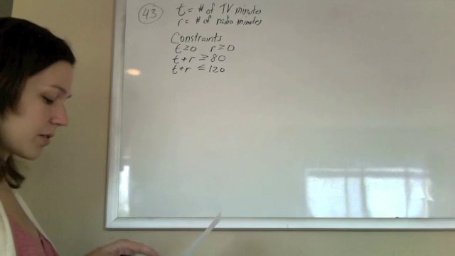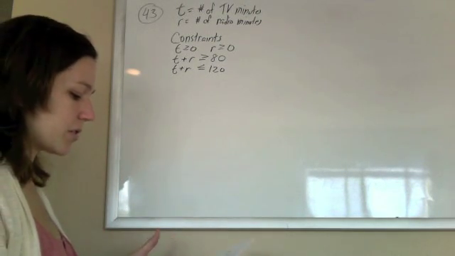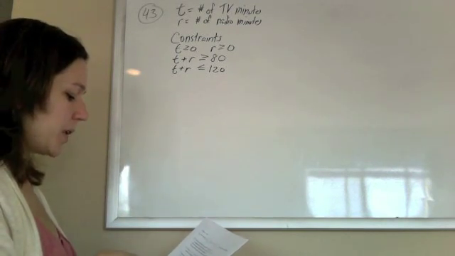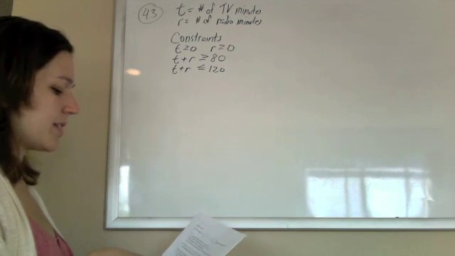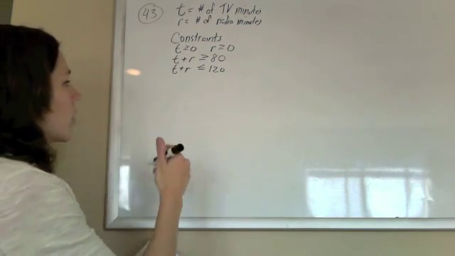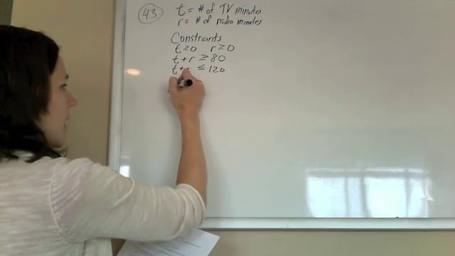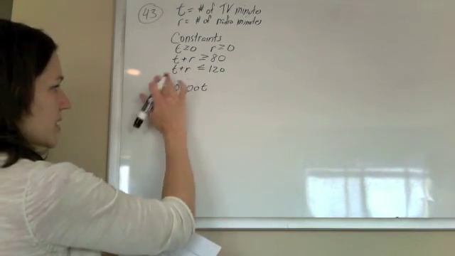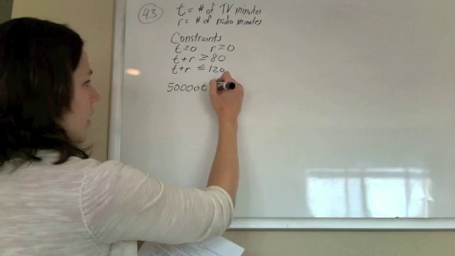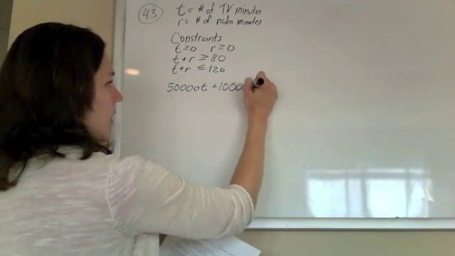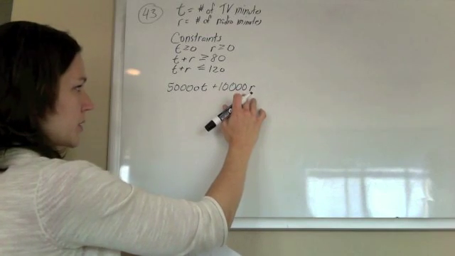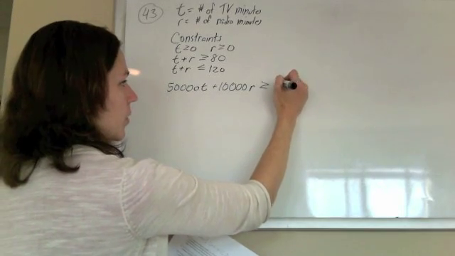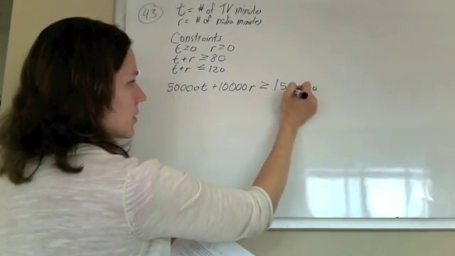So now we get into this crud. Research shows that 50,000 listeners are reached per minute when advertising on TV, and 10,000 listeners are reached per minute with radio. And he wants to reach at least that big number of listeners. So if I'm reaching 50,000 times the number of minutes for TV, so this is the number of people I reach through TV, and then 10,000 every minute for radio, so that's how many I reach per radio. I want this to be at least, so greater than or equal to 1,500,000 listeners.